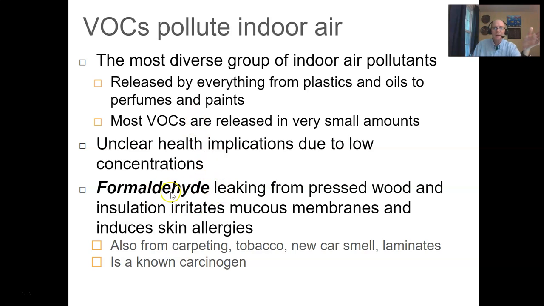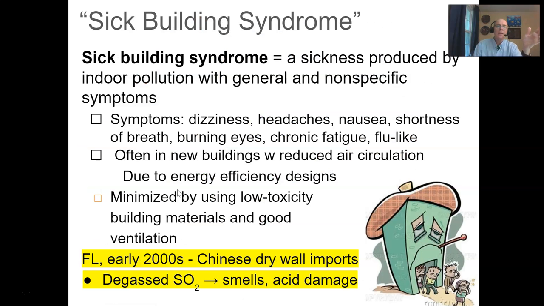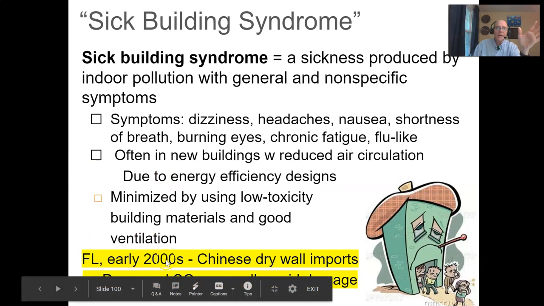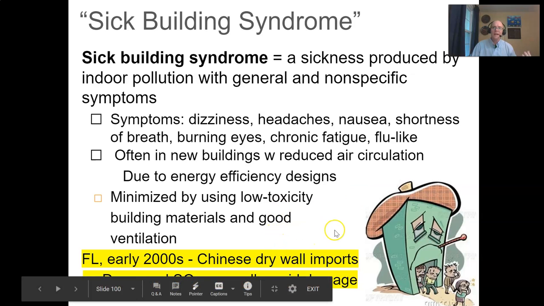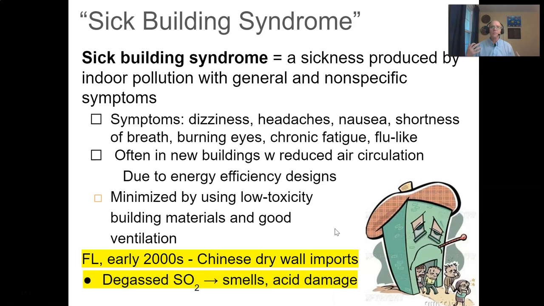There was a big scandal a few years back. Now, here it is. In the early 2000s, because Florida got absolutely ravaged with 4 different hurricanes in 2004, they were so desperate for building materials that they imported some from China. Well, guess what? Those Chinese drywall imports contained formaldehyde and sulfur oxides, and they caused acid damage in people's lungs, and there was a ginormous recall to get rid of those materials.